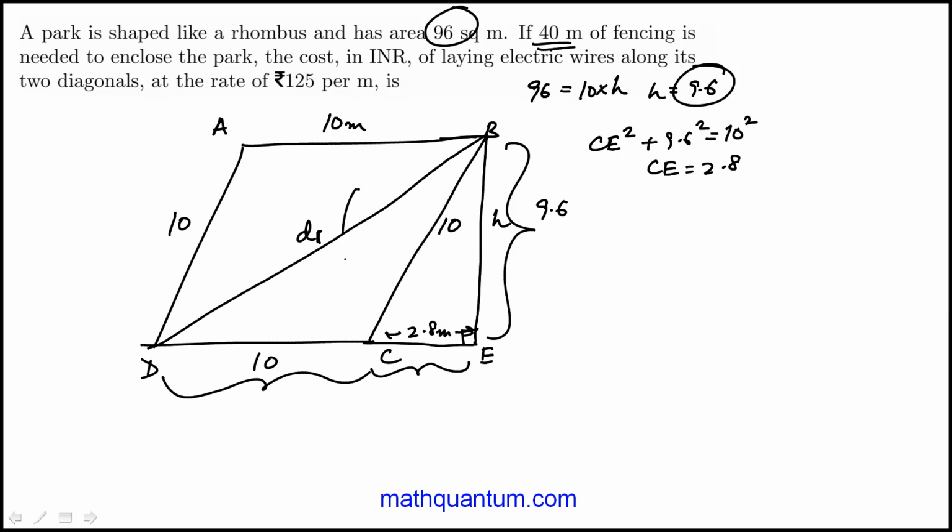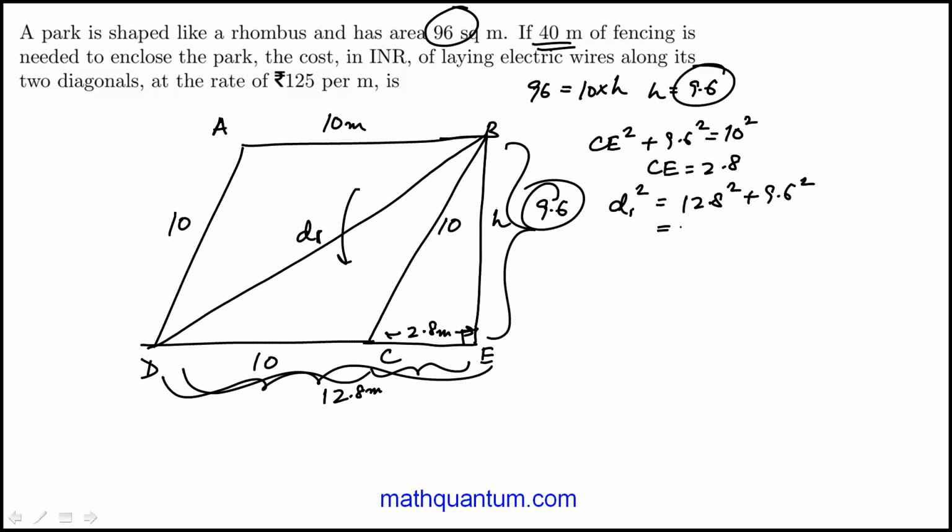Now if we look at the larger right triangle, we know that length, which is 12.8 meters. We know the height, we can figure out the longer diagonal. So that would be 12.8 squared plus 9.6 squared. And if you do this calculation, you get a nice number, which is 256, which means D1 is 16.